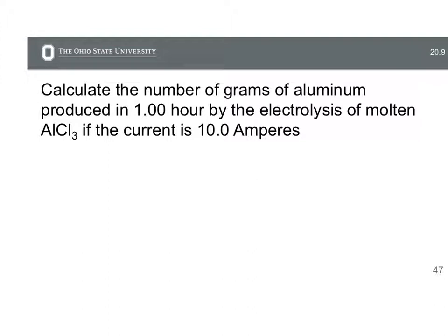Okay, here's another good problem. Calculate the number of grams of aluminum produced in 1 hour by the electrolysis of molten aluminum chloride if the current is 10 amperes. So you're going to need a couple of things. Remember what amperes are in terms of coulombs per second. How many electrons are transferred. And keep track of where you're starting and where you're going. I'll let you try this one out.